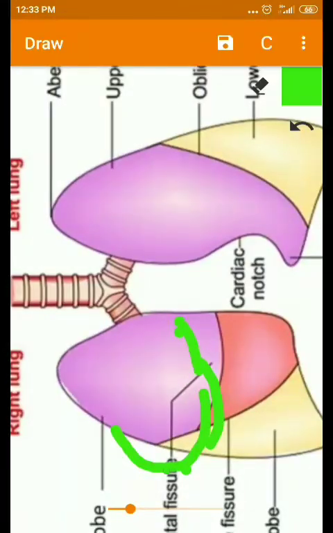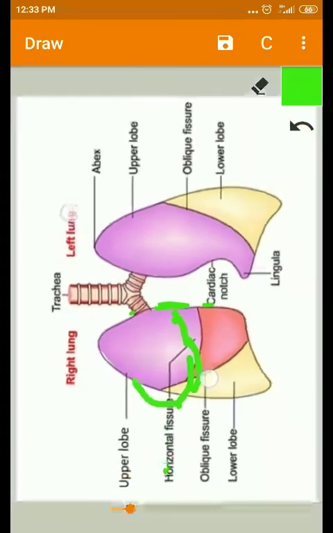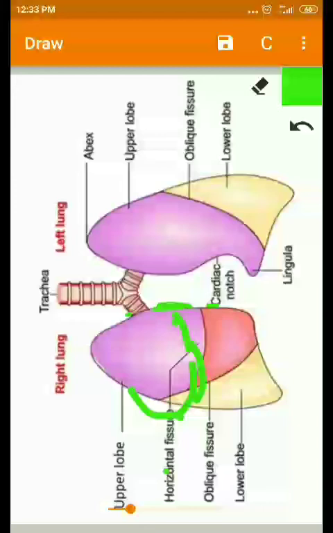The other surface is the medial surface. The medial surface is related to the mediastinum. So how many borders are there? It has three borders and two surfaces.